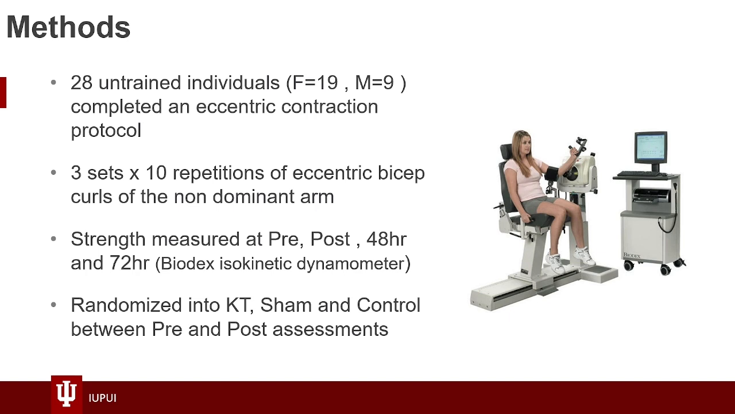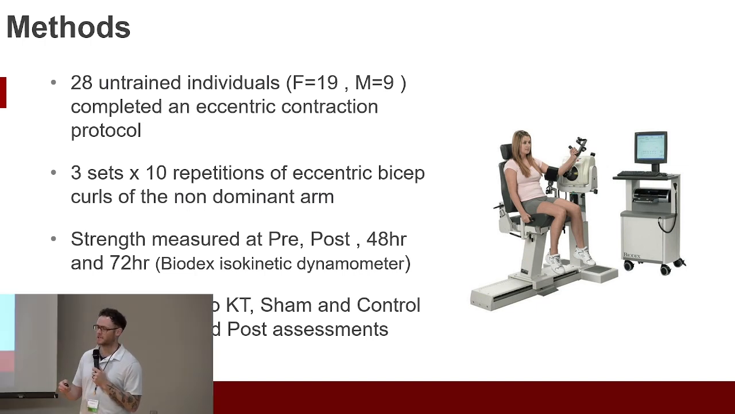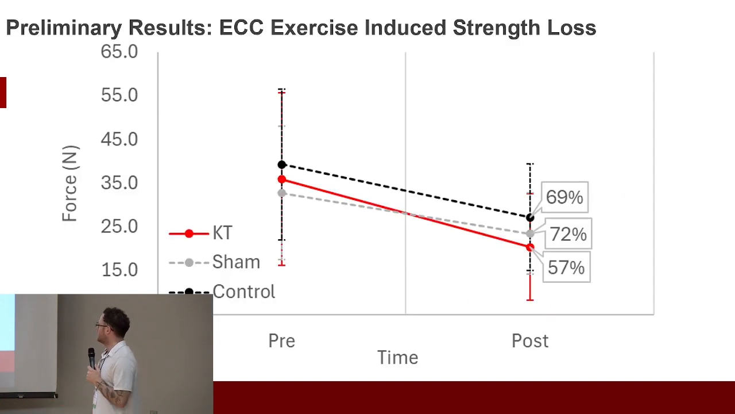Right after the post measurements, we randomized the participants into 3 groups: a KT group, a sham KT group, and a control group, which obviously had no KT. The sham KT group got KT, but it was applied without tension, so there was no functionality to it. What I'm reporting on today is just some of the strength results that we got.